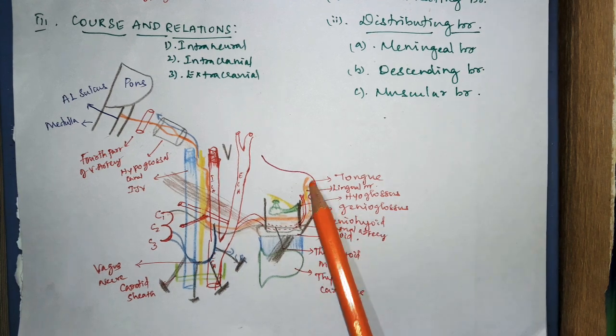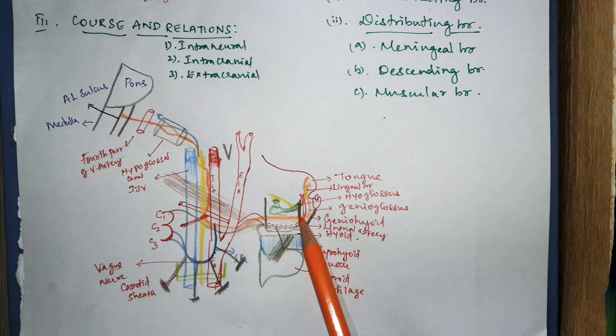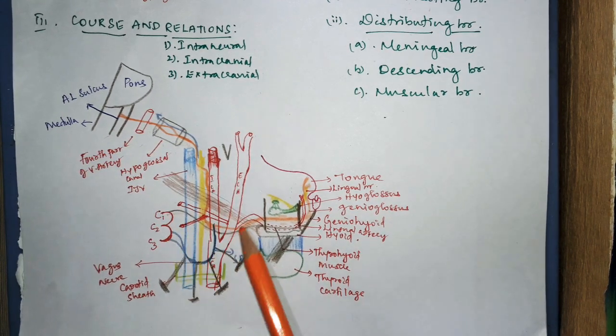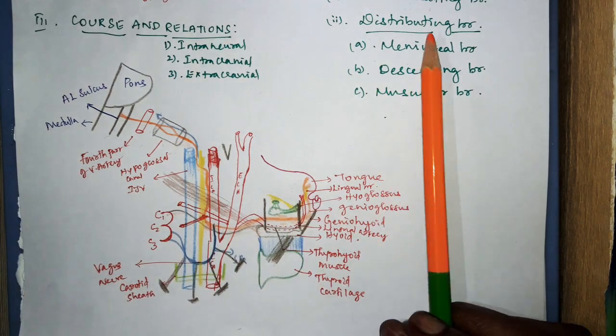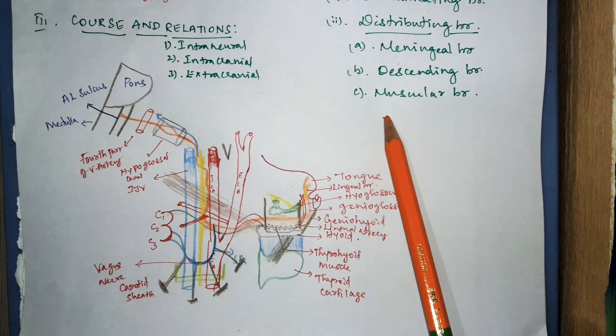With this, the proprioceptive impulses are carried to the mesencephalic nucleus of the trigeminal nerve, and it also receives a communicating fiber from the pharyngeal plexus. This is about the communicating branches. Next we will move to the distributing branches. The first is the meningeal branch, then the descending branch and the muscular branch.